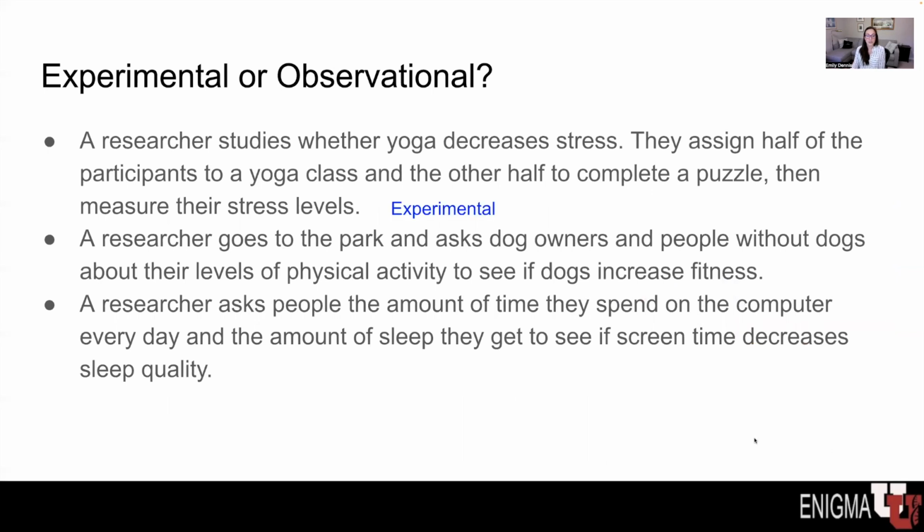And the answer is that this one is experimental. We are not simply observing the natural behaviors of whether people attend yoga class or not. We are asking a certain group of people to attend a yoga class and a certain group of people to not attend a yoga class, and then looking at the outcome.